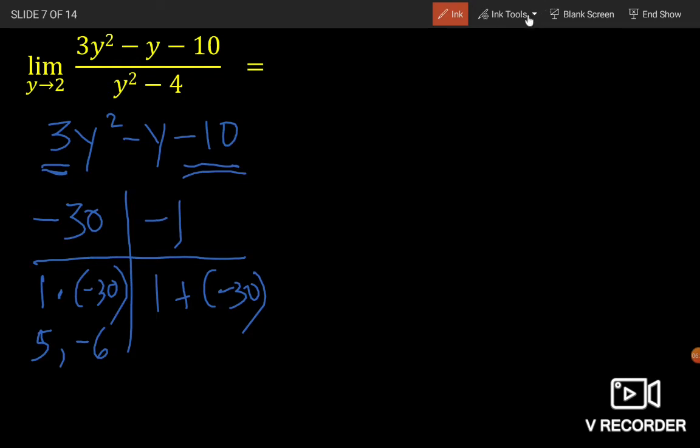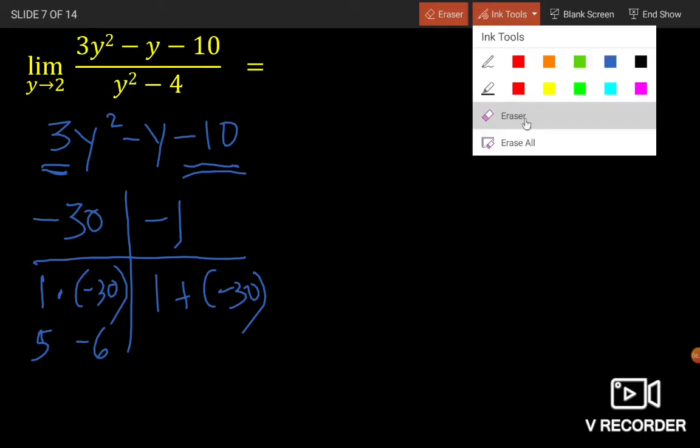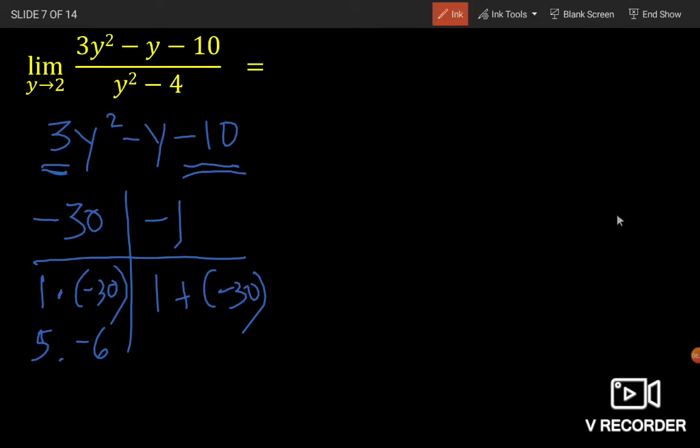So 5 and negative 6. 5 multiplied by negative 6, let me put again a multiplication sign there, you will get negative 30, so that's fine. But if you add them, let's see what happens. 5 plus negative 6 will give you negative 1. So that means these are the two factors that we need, 5 and negative 6. Because if I multiply 5 and negative 6, I get negative 30. And if I add 5 and negative 6, I get negative 1.